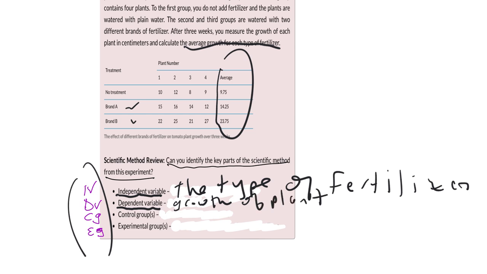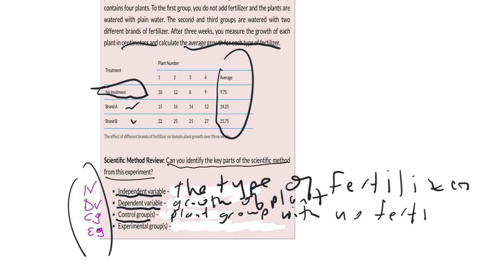Basically, that'd be measuring the height of each plant. What's the control group? That's the plants that did not get any treatment, no fertilizer. So it's a plant group with no fertilizer. What are the experimental groups? Well, the plant groups given fertilizer.